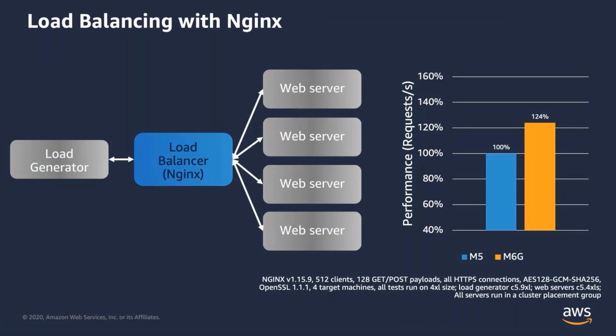Let's look at another benchmark when using Nginx as a load balancer. So in this case, we were using a load generator and then Nginx as the load balancer, and behind web servers on either M6G or M5. What we observed when running that benchmark is a 24% better performance on M6G compared to M5 as far as the number of requests per second is concerned.